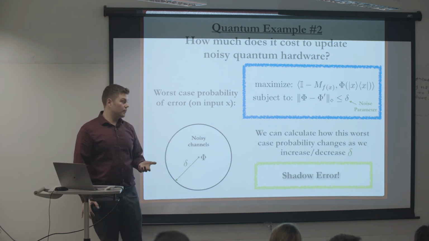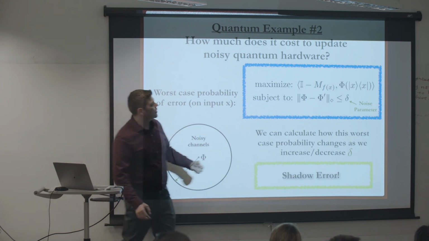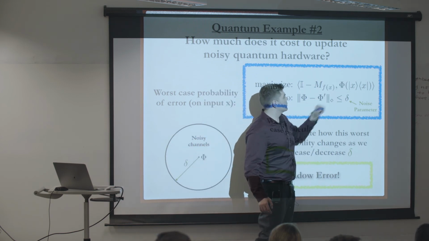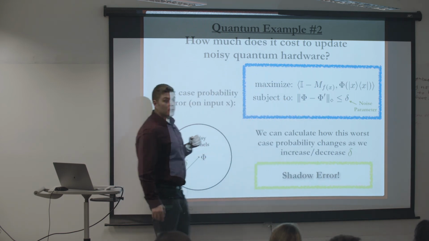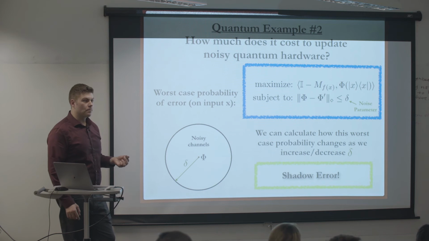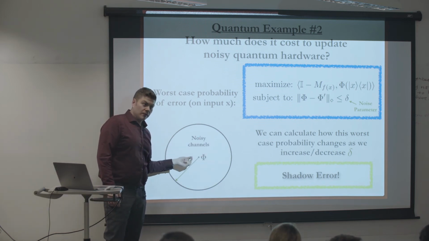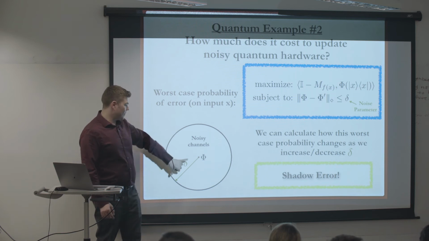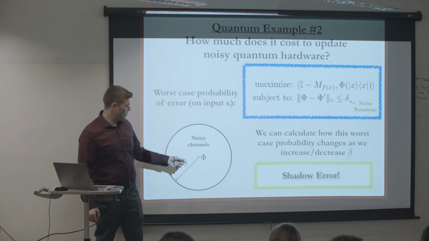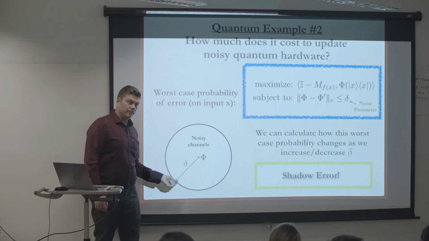So phi prime is... oh, sorry, there should be a little prime here. Just notice that. But phi prime is the variable here. And this is not saying this is exactly what your quantum computer is doing, but it's saying if this is the bound on the noise, this is what it could be doing with no other information.